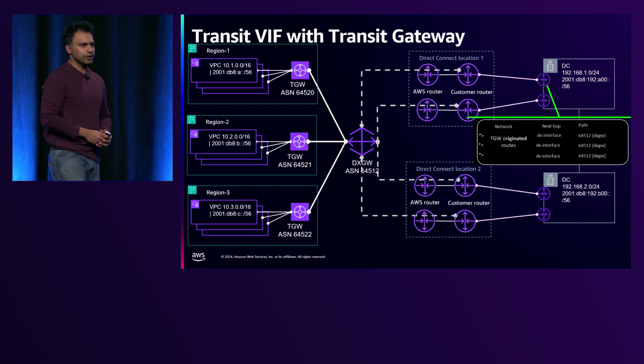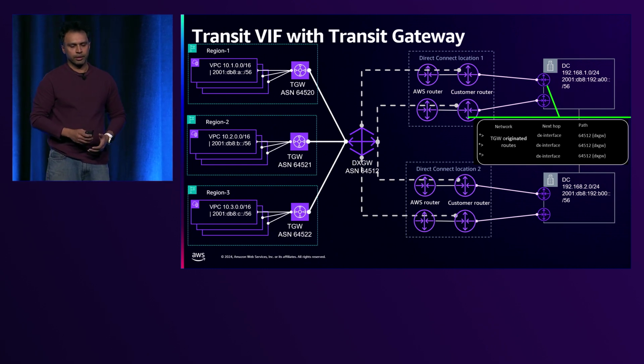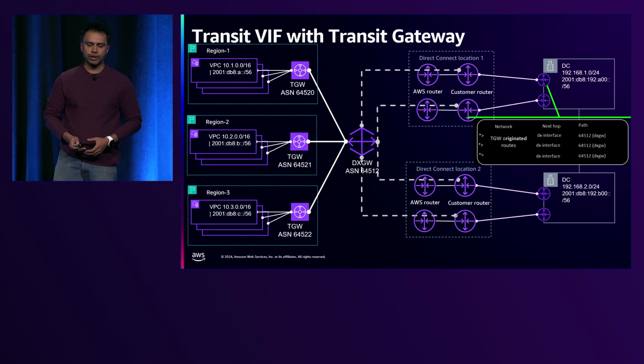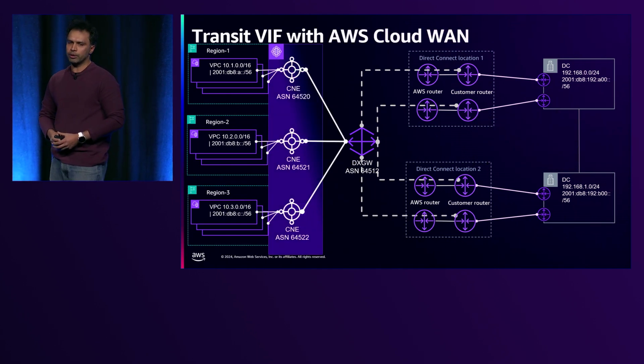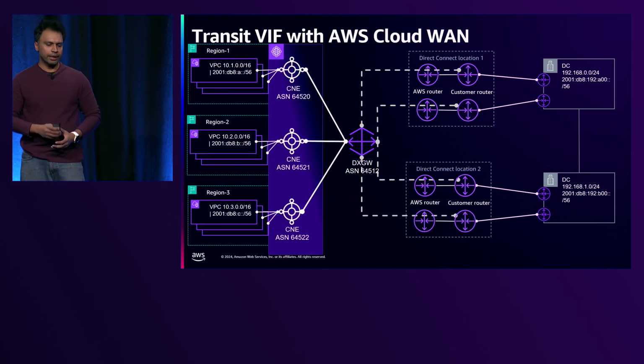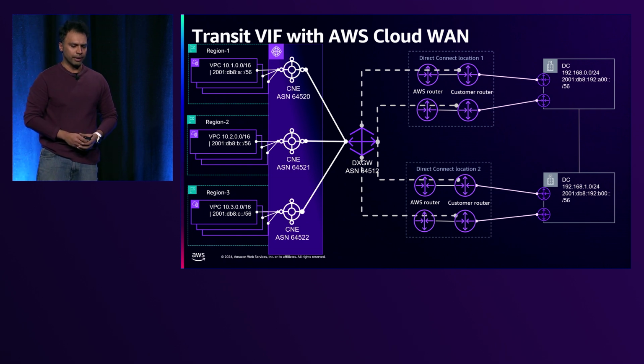Now let's change the game. Let's see how you would do this with Cloud WAN instead. Everything remains the same. The only change that we make is that instead of regional transit gateways, now you have a global Cloud WAN deployment, and each CNE has an association back to the Direct Connect gateway.